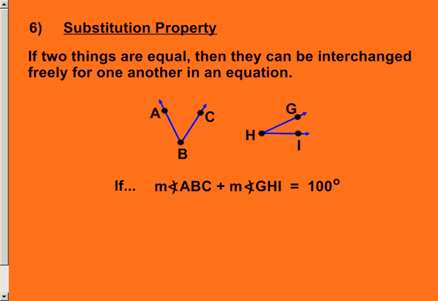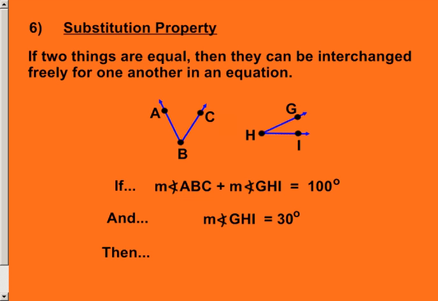Then let's say we come across some more information along the way in the problem that establishes that the measure of angle GHI is in fact 30 degrees. Okay, so what we have here is one equation that's talking about angle GHI, and then we come across some specific information about angle GHI.